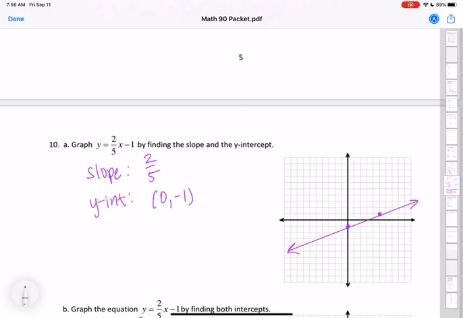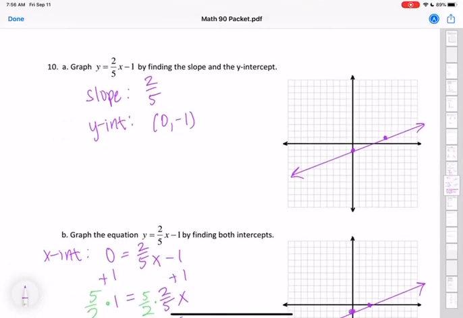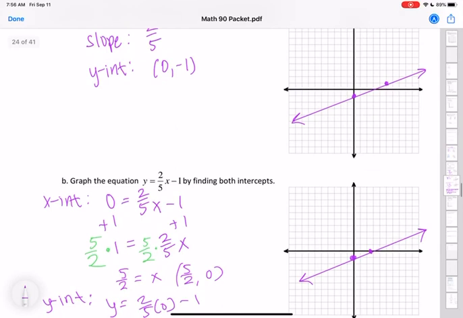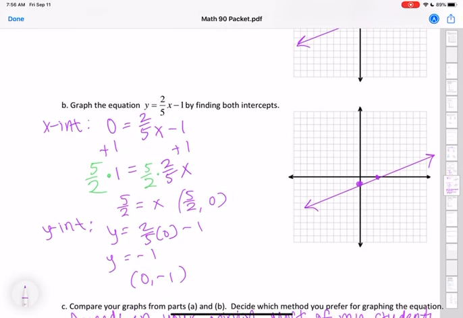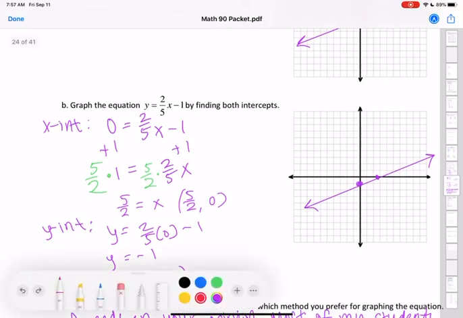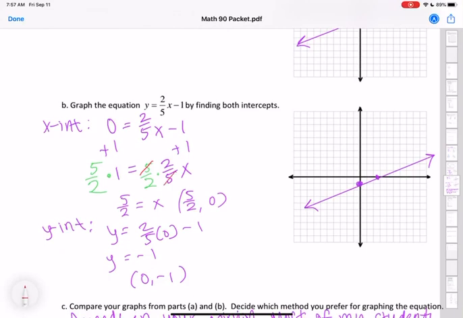Part B, though. Man, finding an x-intercept, that gets a little bit messy, right? It's doable, but it's messy. You plug in y equals 0. Have to get that x by itself, so I added 1 to both sides. Want to get rid of that fraction attached to the x, so I multiplied by the reciprocal. Which means that these 5s are going to cancel out, and then these 2s are going to cancel out. So I'm left with 5 halves equals x.